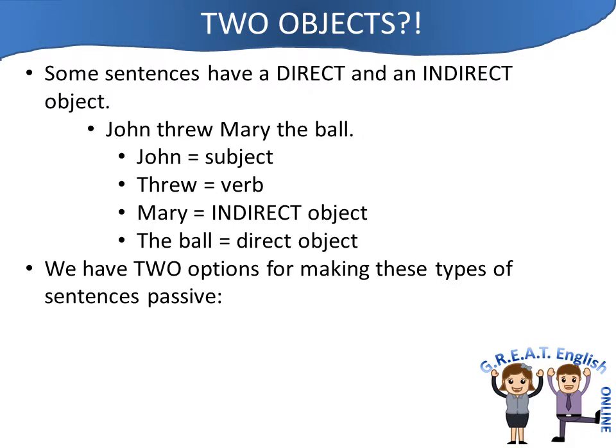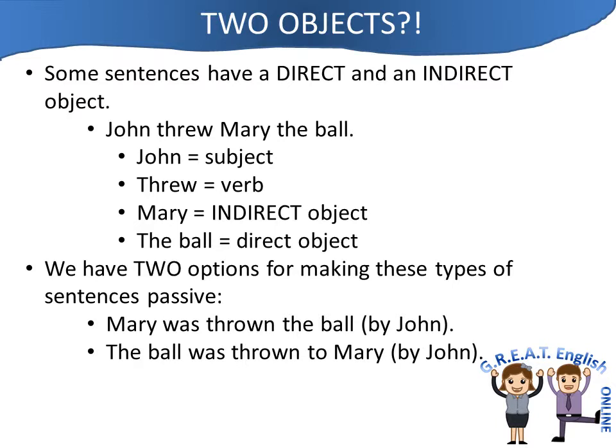When that happens for the passive voice, we have two options. We can say, Mary was thrown the ball by John, putting the indirect object in focus at the beginning of the sentence, or the ball was thrown to Mary by John. Now that to is important. If we go with the direct object as the subject of our passive sentence, if we want to include the indirect object, we need to add to here, and the by John is optional.